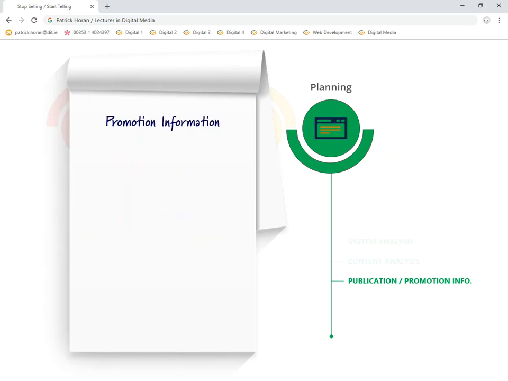With regards to promotional information, as I mentioned, most of what we're talking about here, in fact all of it, will be explained in way more detail in the Digital 3 module. So it's all about how you're going to host it, what channels are you going to use to promote it, what domain name you're going to use, and the timing of your promotions. Okay, so all of this is discussed fully, as I say, in the Digital 3 module.